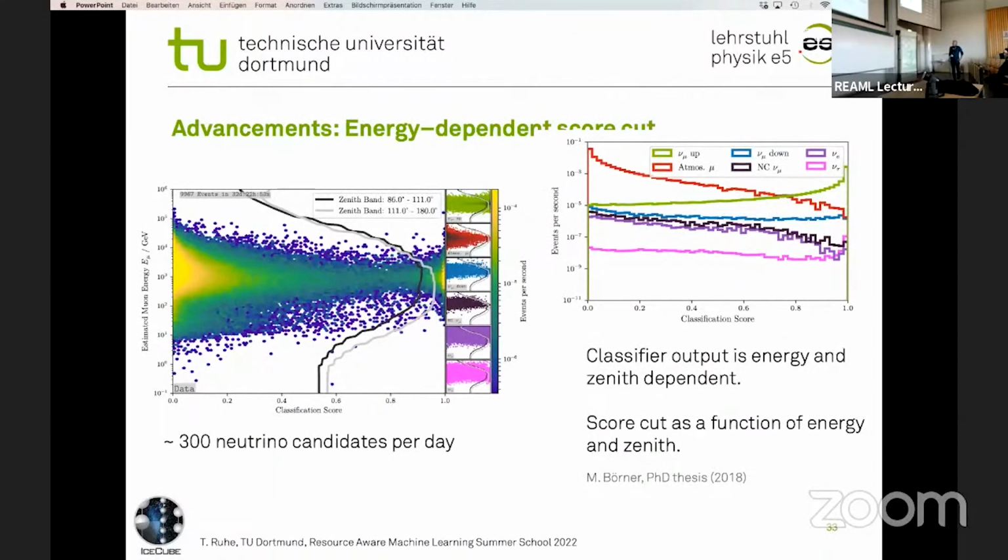Okay. Then it was realized that, of course, you can do more than just cut in one dimension. You can cut in 2 dimensions. That is because the classifier output is energy and zenith dependent. So, if we take this into account as well, then we can optimize the classification score as a function of energy for 2 different zenith bands. And they look slightly different, right? It's no longer a straight cut. It's a lot more sophisticated. And we end up having 300 neutrino candidates per day. So this is really good. This is likely as good as we can get, but maybe someone can prove me wrong.